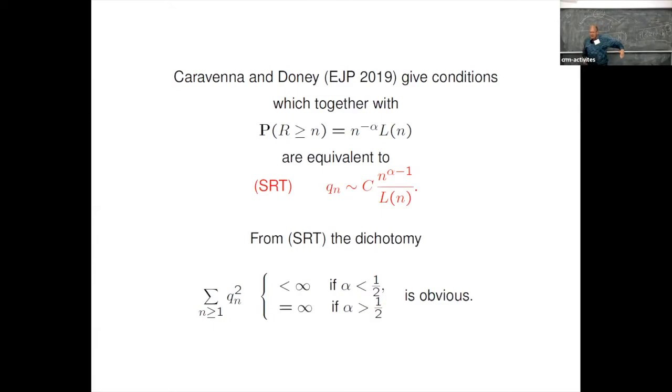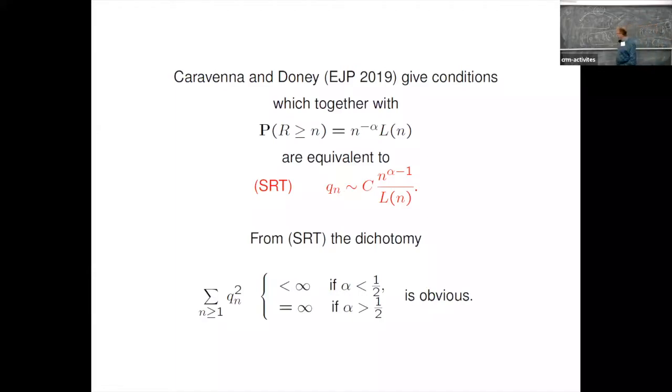There are pathological examples where the Qn may, in rare n's, do something strange, right, and not have this power decay. I admit I did not really go through this Caravena-Doni paper, but even when one browses through it, one gets the impression that it's a natural assumption to assume this SRT. Right? So we will add for the entire talk this assumption SRT, that the Qn has the asymptotics a constant, which is then determined, times n to the alpha minus 1 divided by the same slowly varying function.